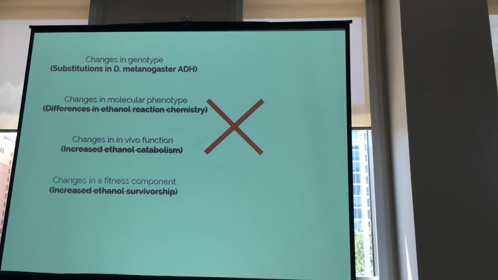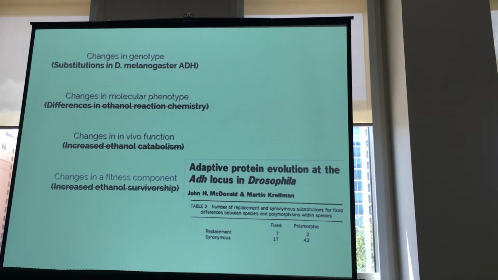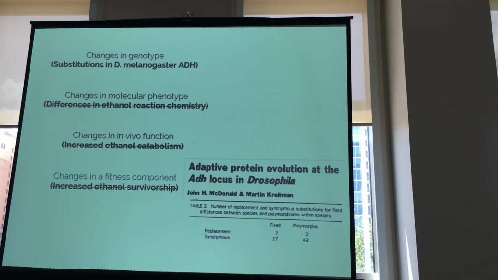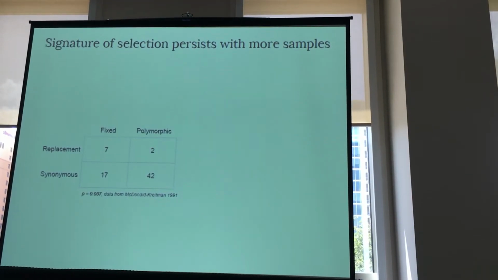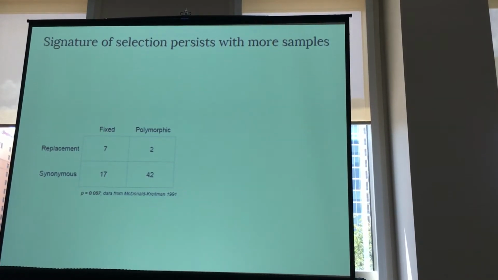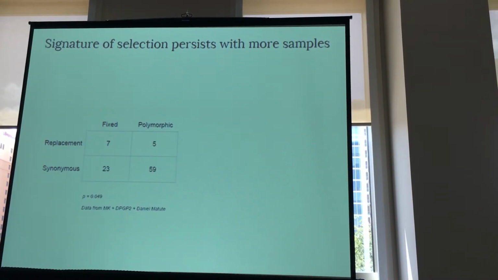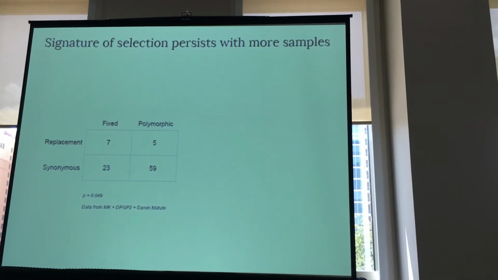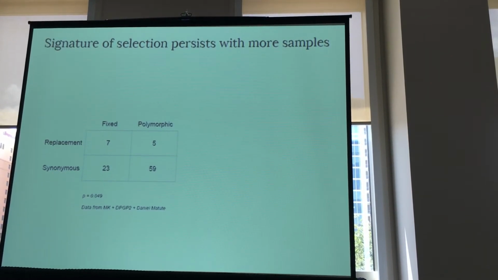So this leaves us with one other thing. That is, what was the signature of positive selection then corresponding to? The first thing we thought was perhaps it was insufficient sampling in history. For example, McDonald and Kreitman could not characterize polymorphisms to nearly the same extent that we can today. So to see if that was the case, we looked at more polymorphism data. We added polymorphism data provided to us by Daniel Matute for Drosophila yakuba, which was wonderful, and also by the DPGP2 project.